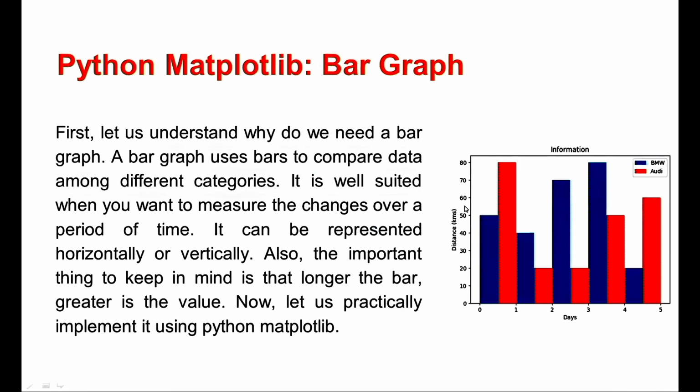Next one is the bar graph. The bar graph is very much used, as it shows things horizontally or vertically. You can see this is a bar graph that compares the data among different categories. For example, we have taken two variables, BMW and Audi, right? BMW is shown by a blue line and Audi by a red line. On the x-axis you have days and on the y-axis you have distance. So this shows different variables on a single graph and gives you the information, right?